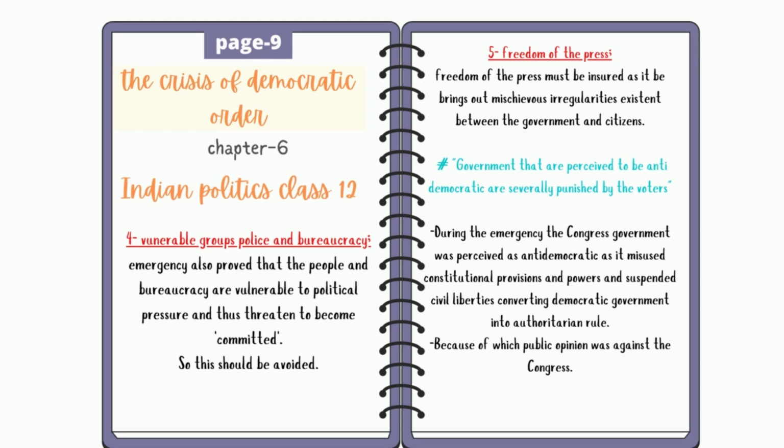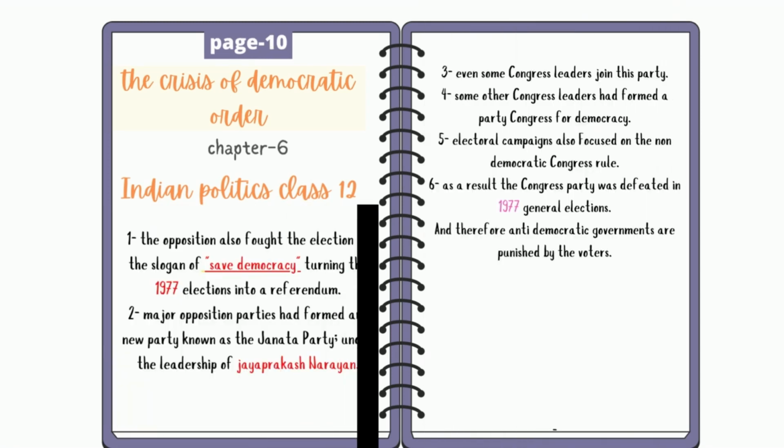Governments that are perceived to be anti-democratic are severely punished by the voters. During the emergency, the Congress government was perceived as anti-democratic as it misused constitutional provisions and powers and suspended civil liberties, converting democratic government into authoritarian rule, because of which public opinion was against the Congress. The opposition also fought the election on the slogan "Save Democracy," turning the 1977 election into a referendum.